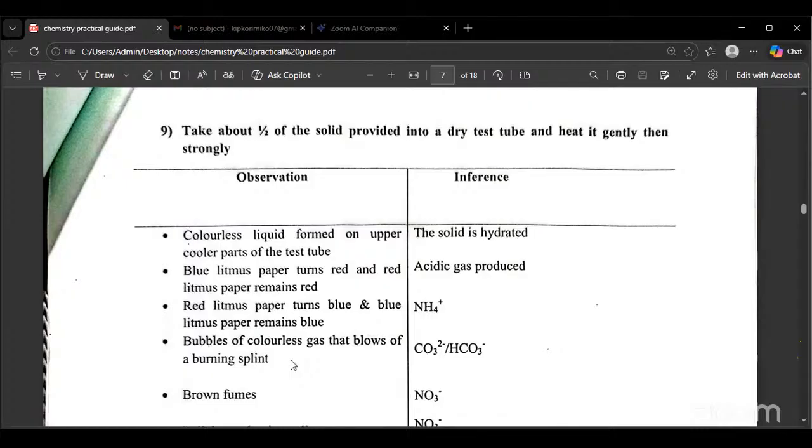Bubbles of gas, a colorless gas that blows off. You remember vitu inazima a burning splint, it is carbon dioxide. So you're supposed to remember those.